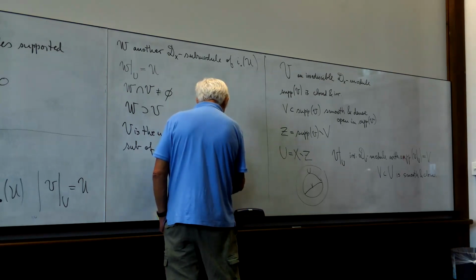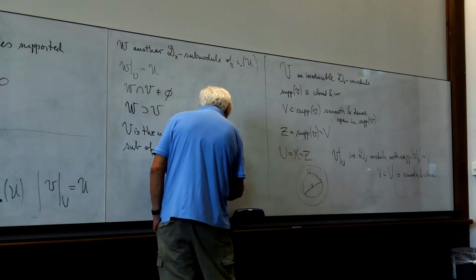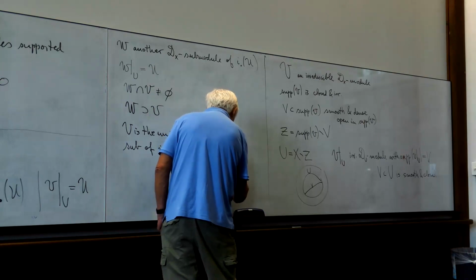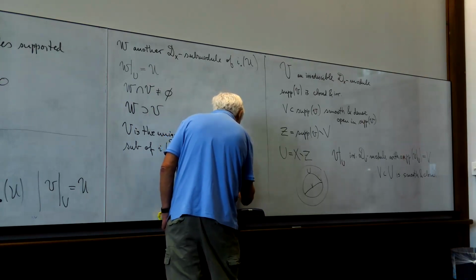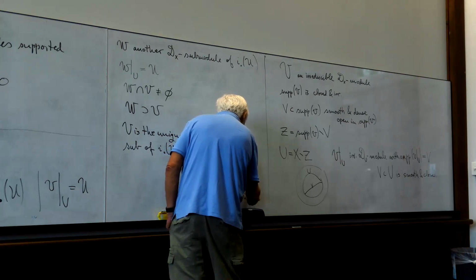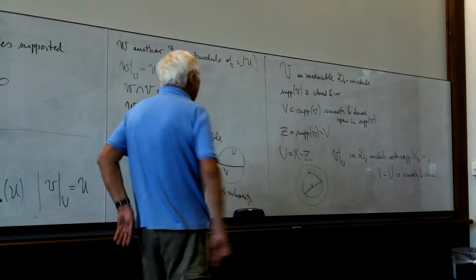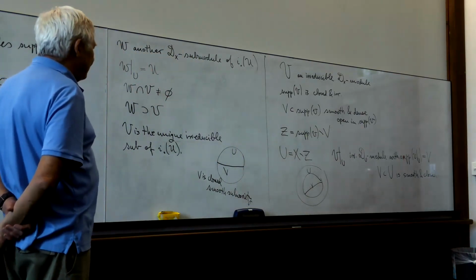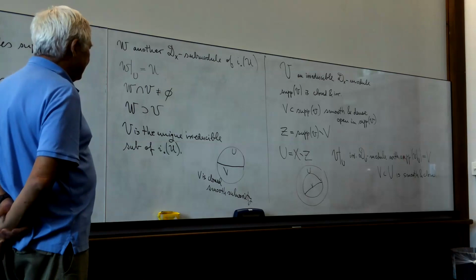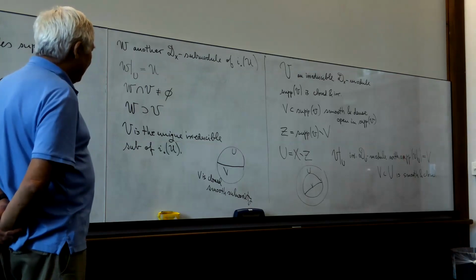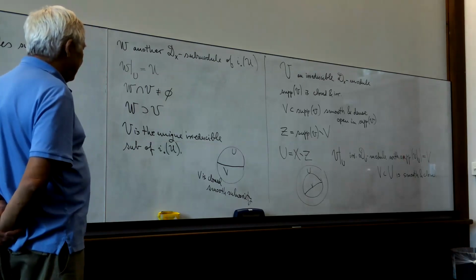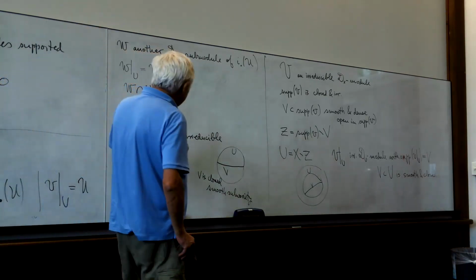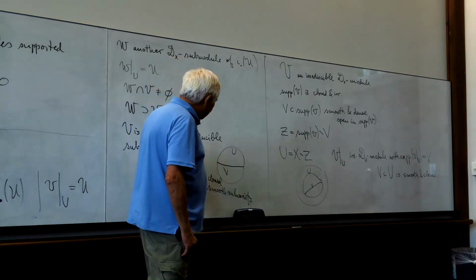closed, smooth subvariety. I mean, I can actually make this V smaller if I want and assume that it's open, but it doesn't make too much difference. So this is all general nonsense. Now we get to something interesting.